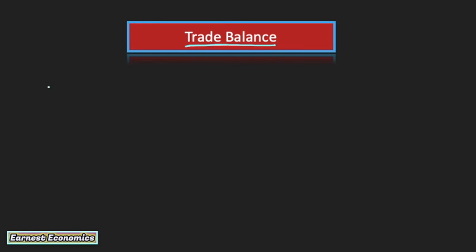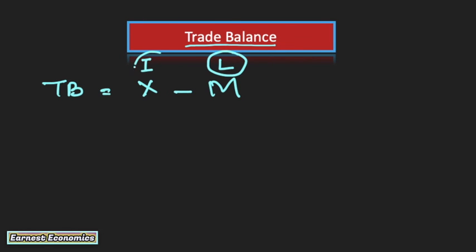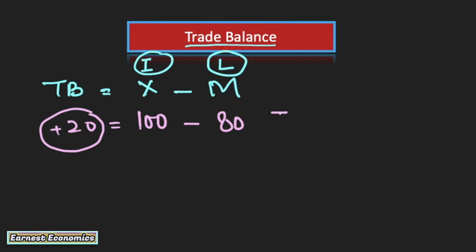Now what is trade balance? Trade balance is equal to exports minus imports. We are already conversant that exports serve as injections and imports serve as leakages. So for example, if we have 100 dollars of exports and 80 dollars of imports, then our trade balance will be 20. So it's a positive 20, and we are having a trade surplus. When we have a trade surplus, our injections are greater than our leakages, and it will have a positive impact on the circular flow of income.